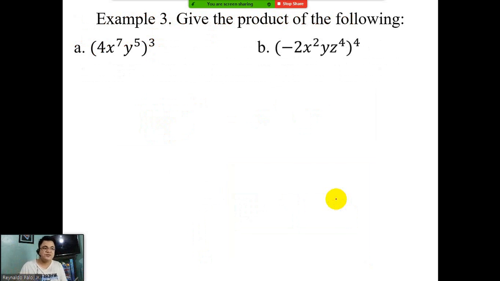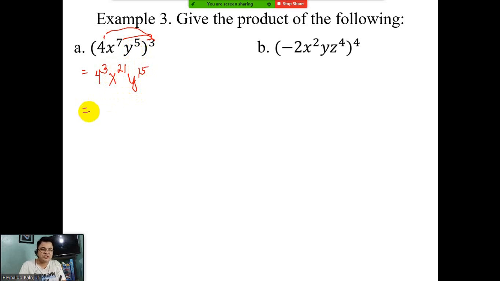Example, give the product of the following. A, we have 4x raised to the power of 7, y raised to the power of 5, cubed. So how are we going to simplify this? As you can see, you have to take note that 4 has an exponent of 1. All you need to do is to distribute 3, as simple as that. So 4 will be 1 times 3, 3, then x raised to the 7 power times 3, it is 7 times 3, 21, and then y, 5 times 3, 15.